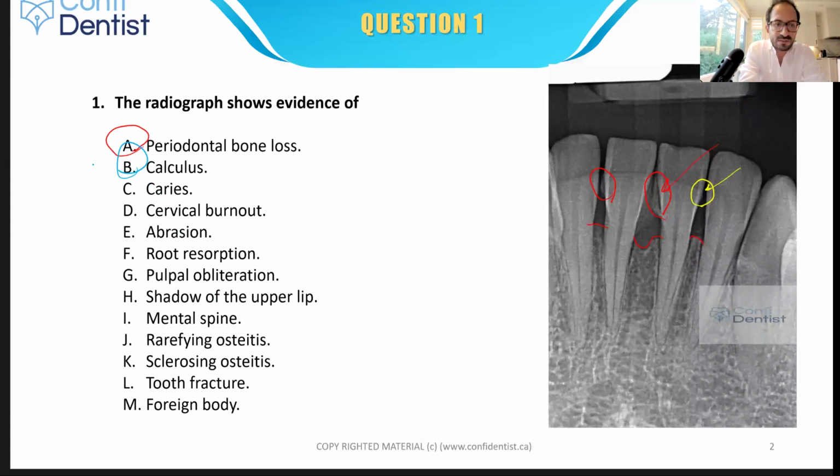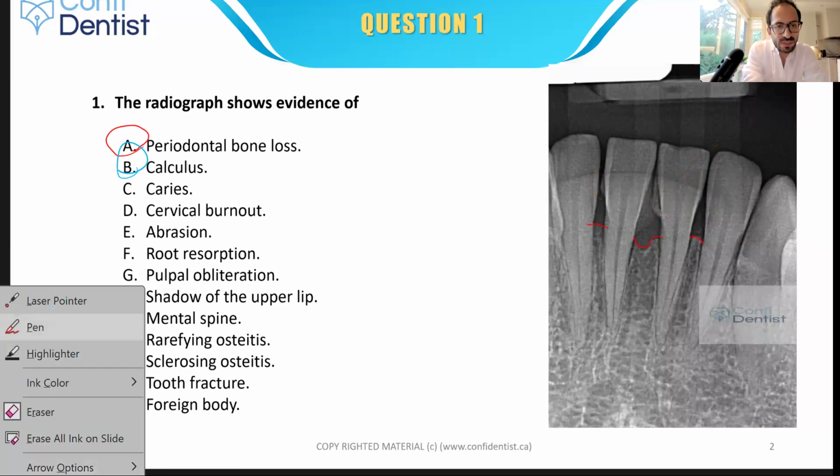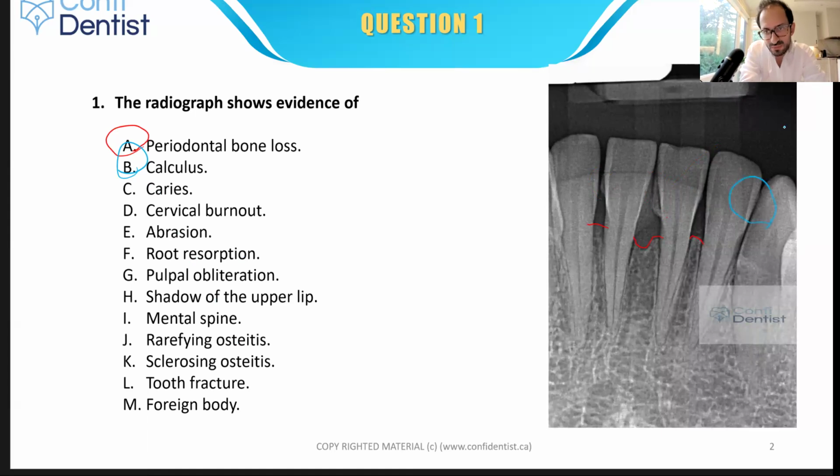There is no caries. If you just pay attention, you see this area, it's a little bit risky. I see something is going on here. But the chance of having caries on lower incisors is very, very low, okay? So you have to also do the logic when you're choosing answers. Like a patient with this level of periodontal disease is very unlikely to have caries on lower incisors. So no caries.